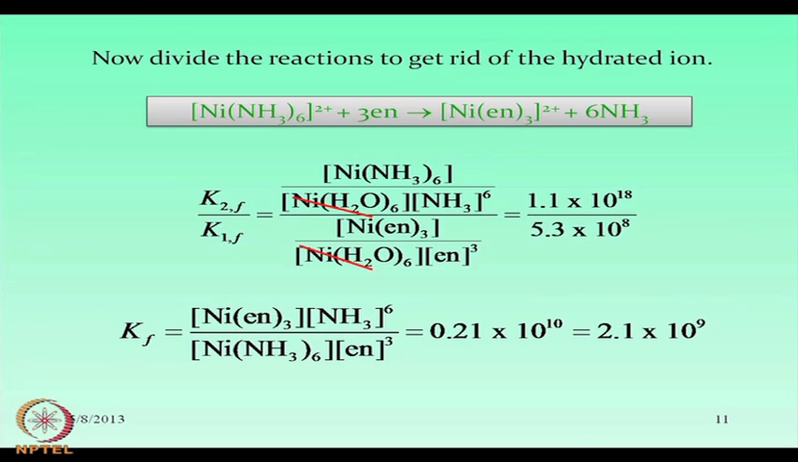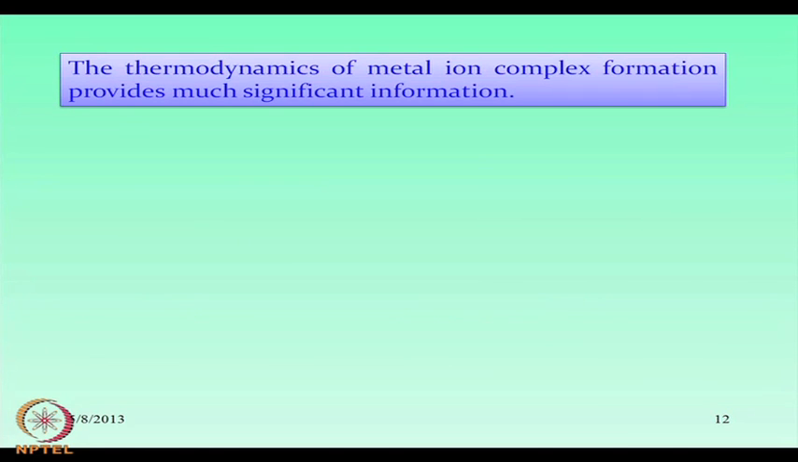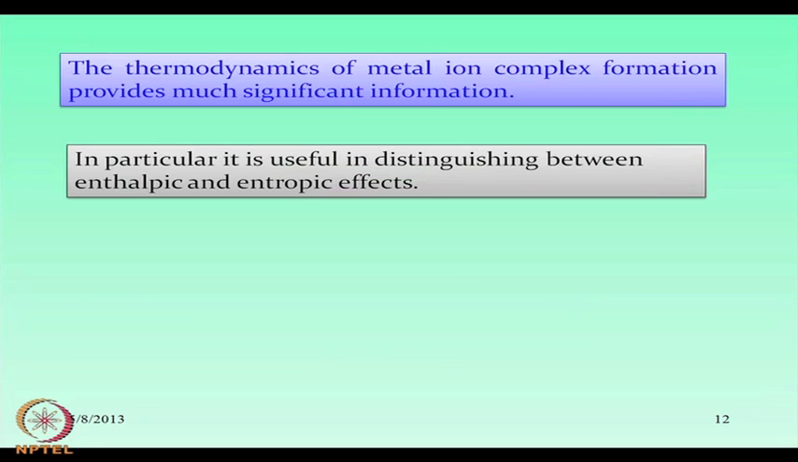So these values basically give us some idea of how we get the corresponding values for the thermodynamic stabilities of these complexes. So it gives us some information that the thermodynamics of the metal ion complex formation provides significant information about the stabilities of these complexes, and in particular it is useful in distinguishing between the two parts. So the thermodynamic stability constants can have two parts. One is the corresponding enthalpic term and another is the corresponding entropic effect.